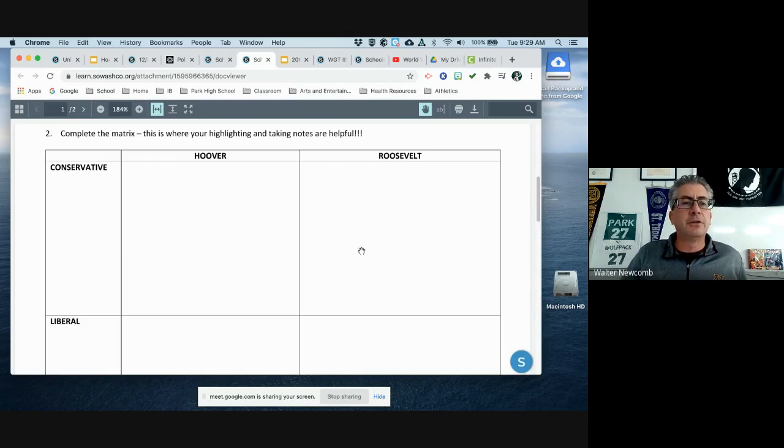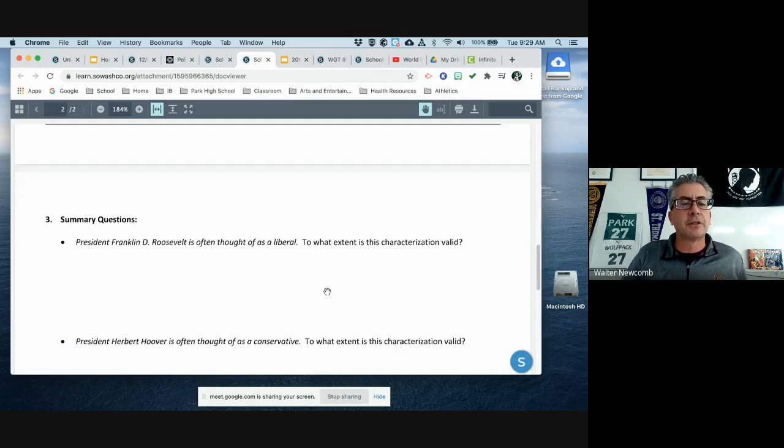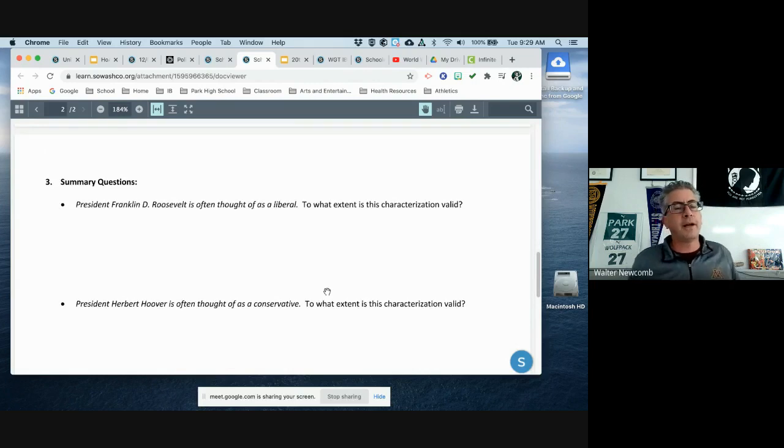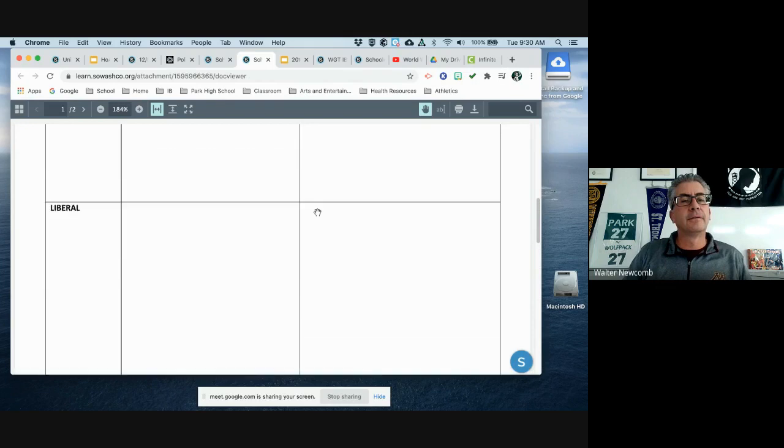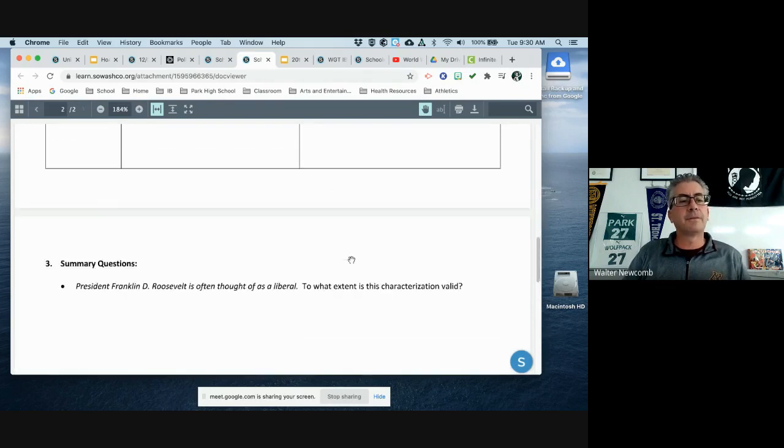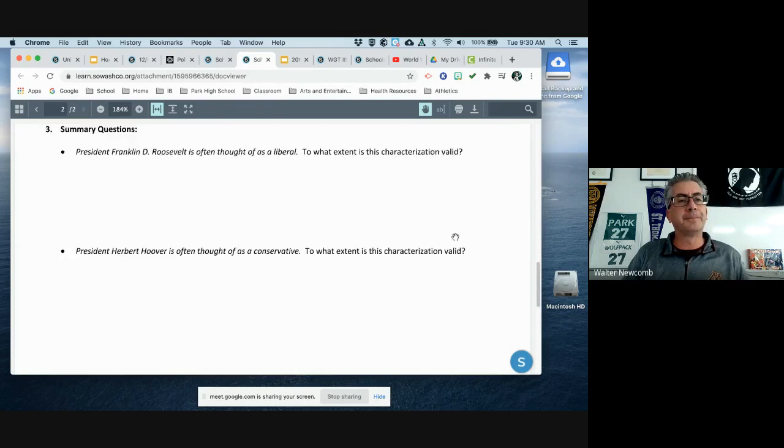Because you want to be able to do that. So then these last two questions, where you have President Franklin D. Roosevelt is often thought as a liberal, to what extent is this characterization valid? So you want to make a claim by saying, yes, Roosevelt is a liberal, or Roosevelt is a liberal to a certain degree, or no, Roosevelt is not a liberal. And then use the evidence up here to explain it. And same thing for President Hoover.